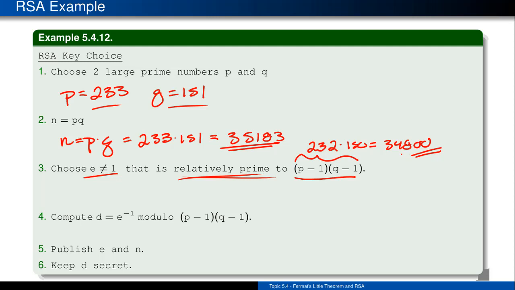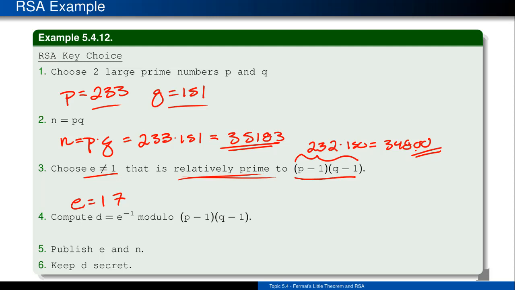So in this case, you're free to choose anything you want to. You might as well choose something that's somewhat small so that when people actually have to encode these things, they don't have to take numbers raised to massive powers. So let's choose a small little exponent, let's say 17. 17 is a prime number, and it obviously does not divide nicely into 34,800. So those two numbers are in fact going to be relatively prime.